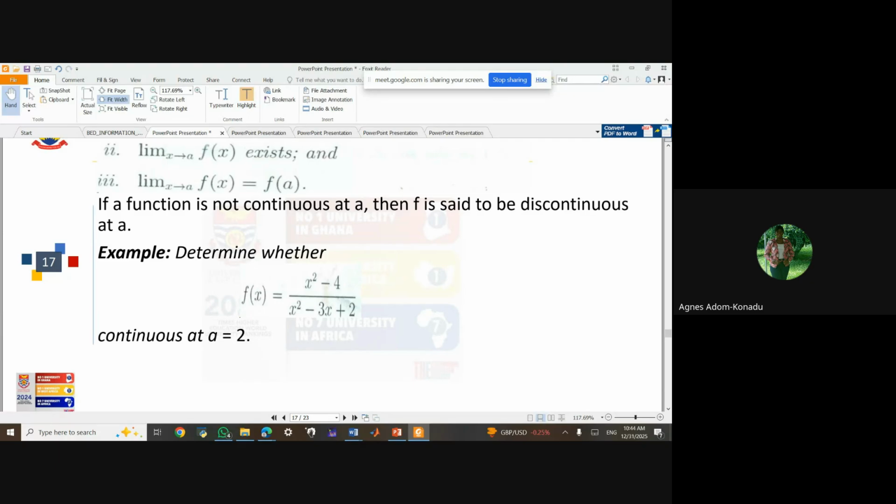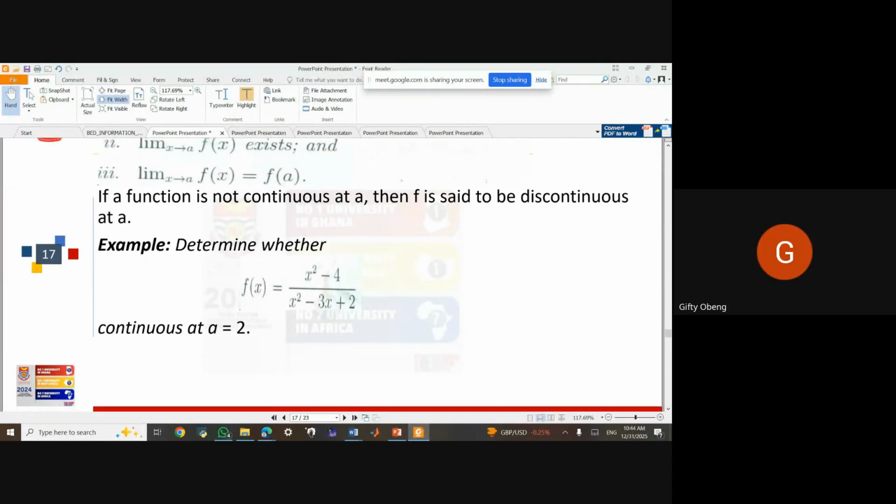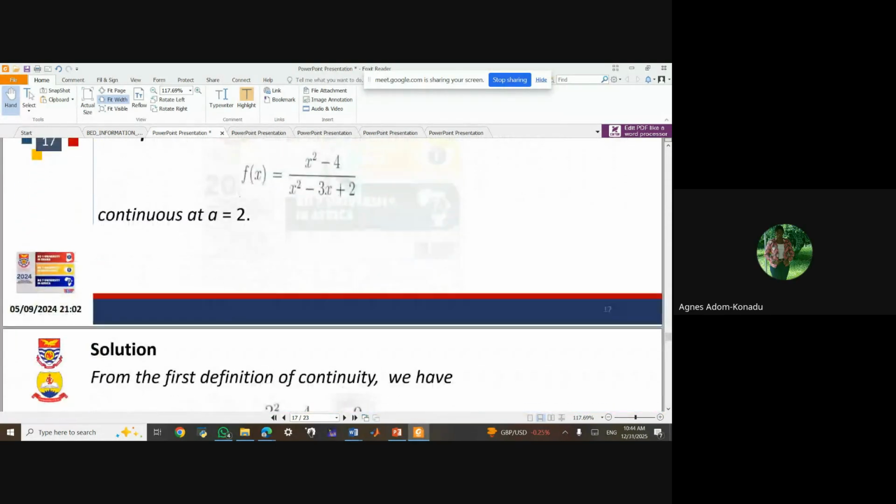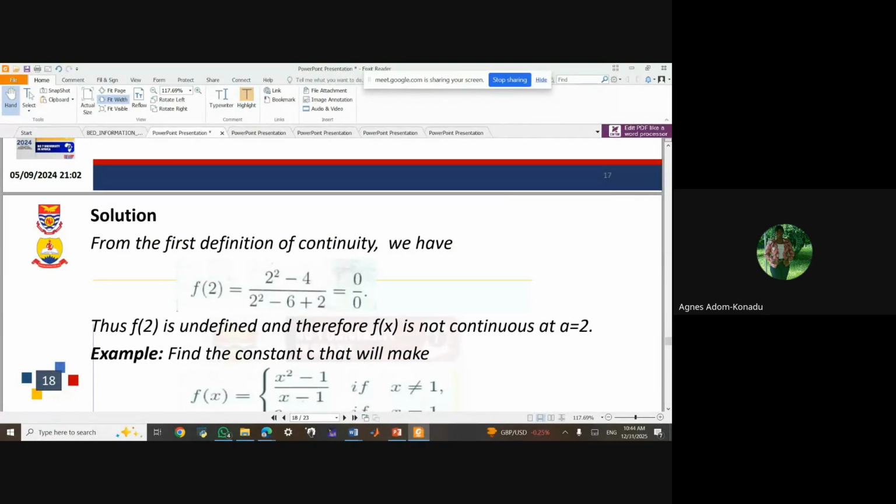The denominator, what do I get? It's 0. Okay, so the numerator is 0 and the denominator is 0. So what do I get? Undefined. So from the first definition of continuity, we have f of 2, which is 0 over 0. Thus, f of 2 is undefined.